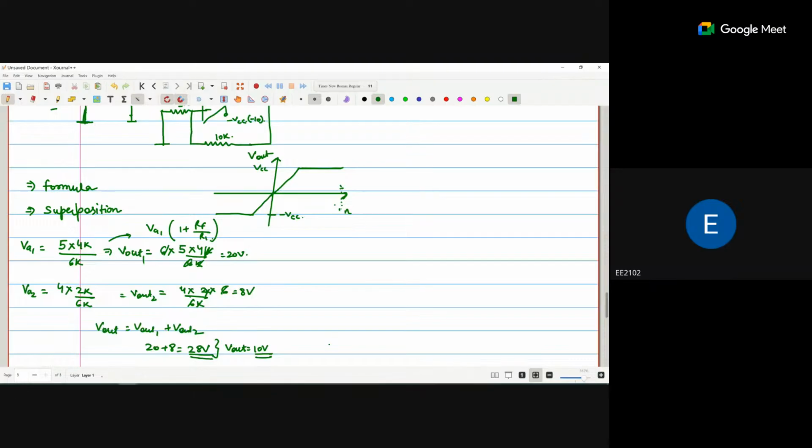So your output voltage will be between plus VCC and minus VCC. If plus VCC and minus VCC are not mentioned, then your output voltage can be 20 volts, 40 volts, 100 volts, 200 volts, any value. But if you mention the value of VCC, it will not go beyond that point. Clear?